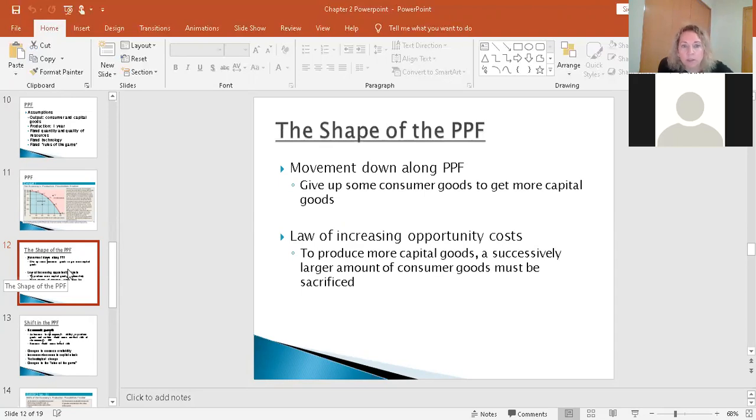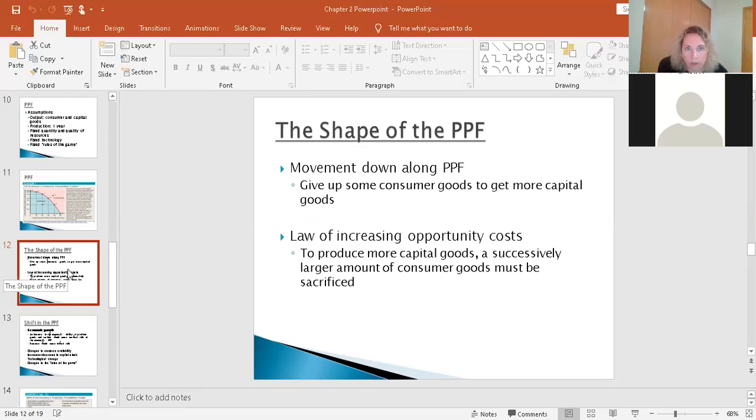All right, and that brings us to the law of increasing opportunity cost. The law of increasing opportunity cost is actually the phenomenon, and we're going to go back and actually look at the numbers, that we will watch, that we will see, that we will calculate as we move from point A all the way down to point F. So the law of increasing opportunity cost says, in this case, with this example, to produce more capital goods, that's what's along our x-axis, a successively larger amount of consumer goods must be sacrificed.